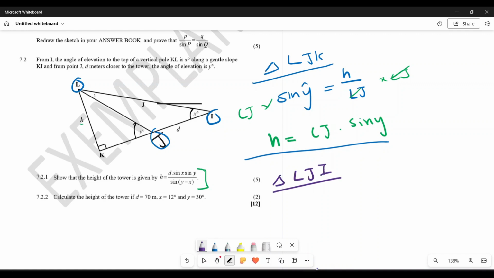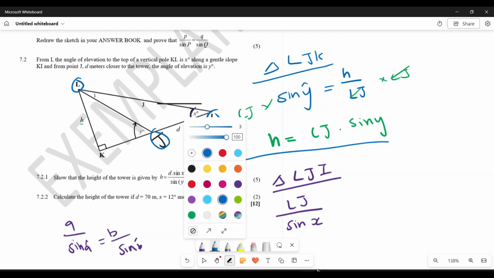Now I'm going to try to solve for my LJ, using, remember, my sine rule: A over the sine of A is equal to B over the sine of B. I'm going to make use of this rule. Now, my line LJ over the sine of the angle that is opposite to this line LJ. It is this angle X right over here. So, LJ over sine X.